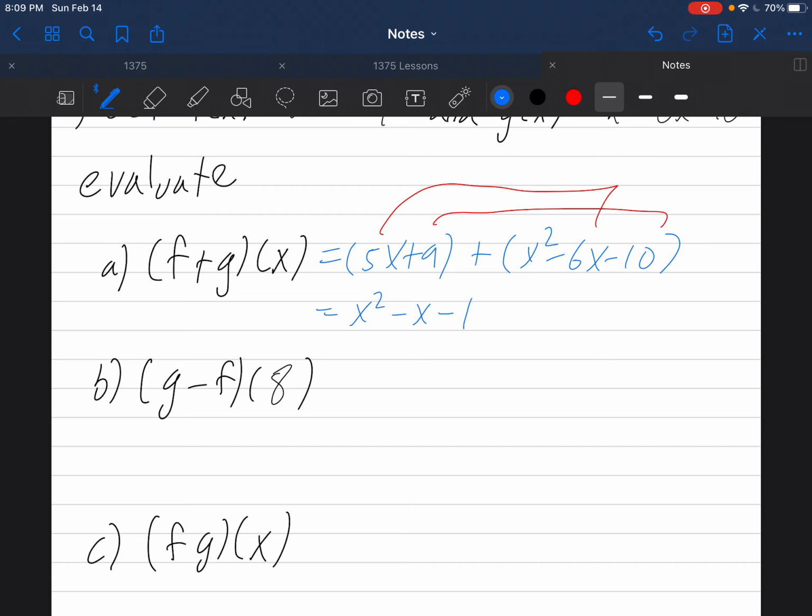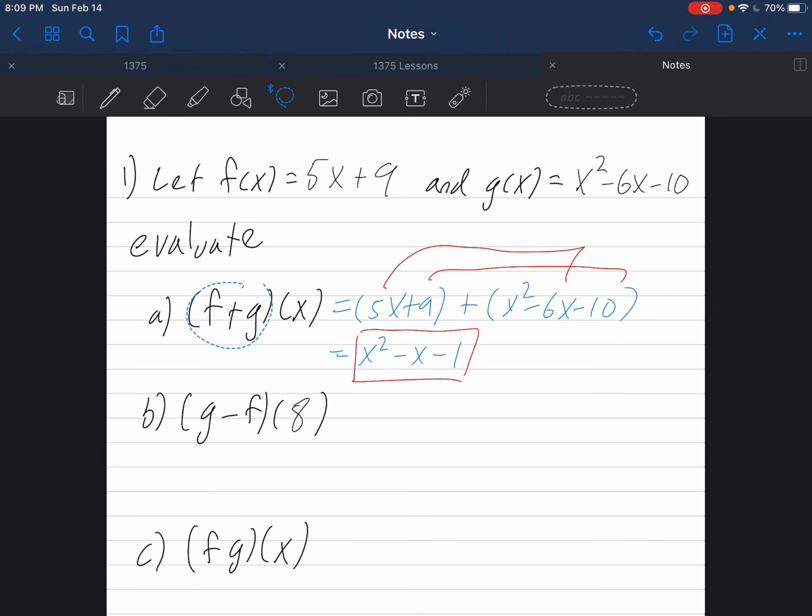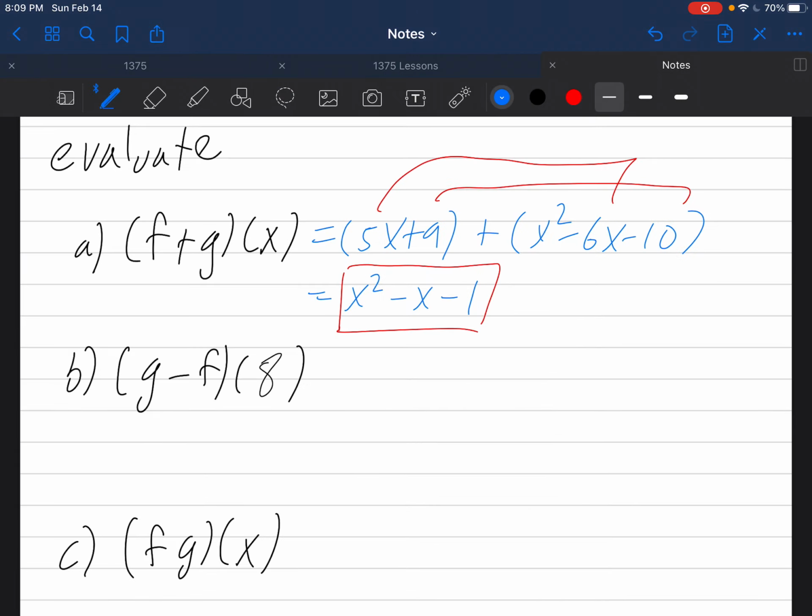Okay. And this would be the new function. Once again, the domain, it's not asking for us, but let's discuss it anyway. The domain of f plus g is going to be negative infinity to positive infinity because it's a polynomial. And the originals are polynomials too, 5x plus 9, x squared minus 6x minus 10. So in this case, everything works and it's all good. But again, that's something to be aware of.